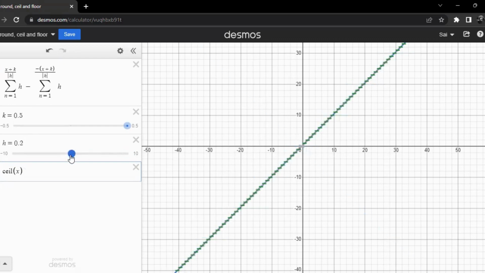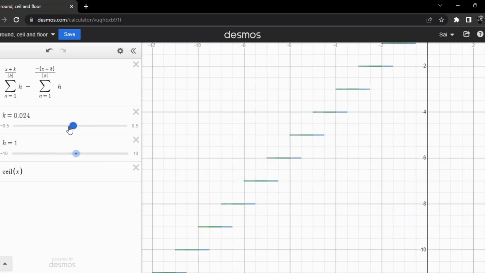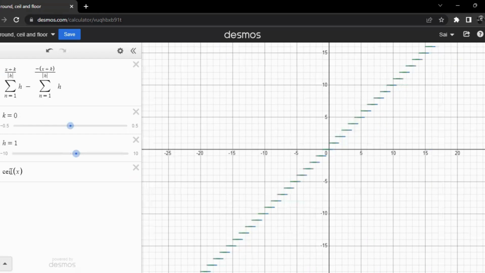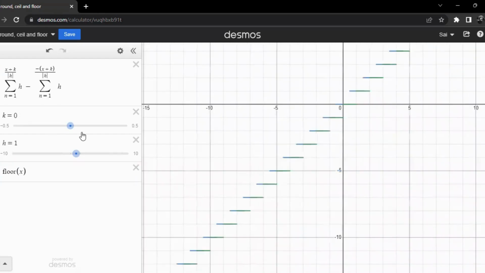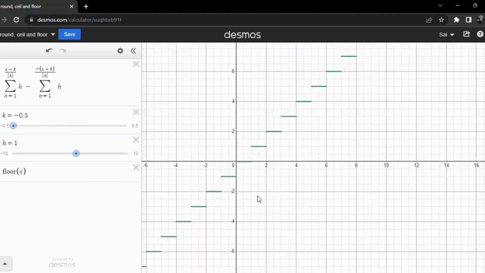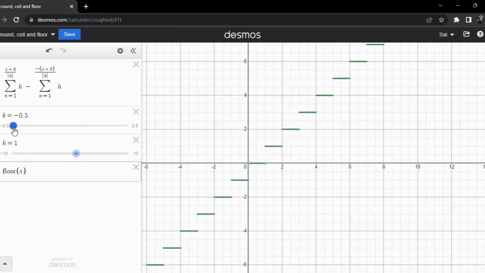I'm going to change this to 1 so that it's easier to see. Yeah, it perfectly aligns as you can see over here. And if x is equal to 0, it's sort of halfway ahead of the ceiling function. And when we set this as the floor function, it's halfway behind. So the 0.5 plays an important role. Similarly, when we set the k value to be minus 0.5, so it's subtracting 0.5 from the x, it turns into the floor function. So this is basically the formula: minus 0.5, 0.5 and 0.